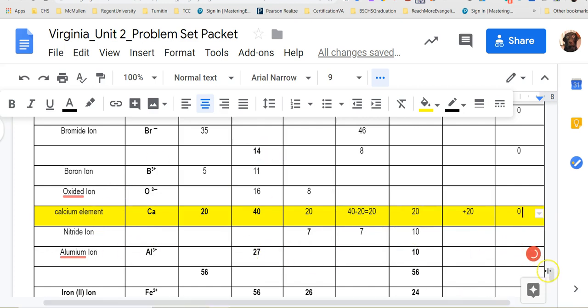So this is how you fill out the ion chart. Later on, you'll see the posted answer key, so you can see if you're on the right track.